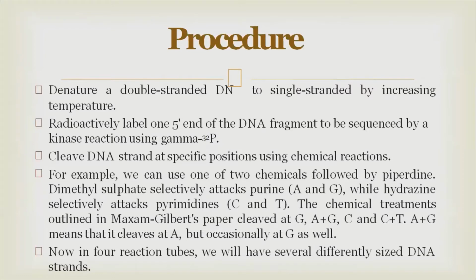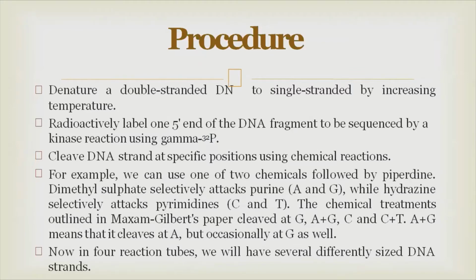Then cleave the DNA strand at specific positions using chemical reactions. So what kind of chemical reactions will you be using for what kind of base? That is what is written in the next point. For example, we can use one of two chemicals followed by piperidine. Dimethyl sulfate selectively attacks purines, while hydrazine selectively attacks pyrimidines.